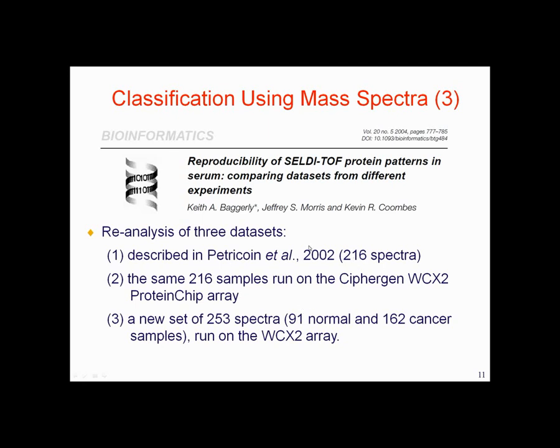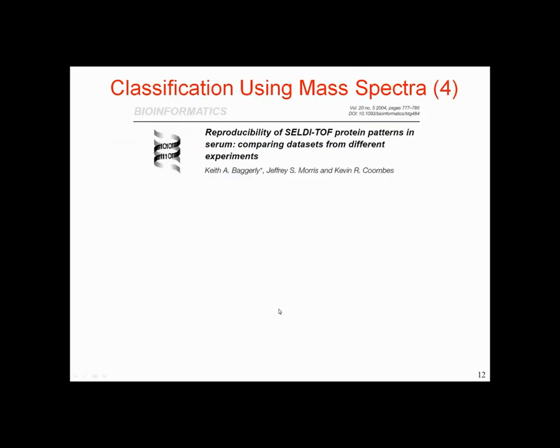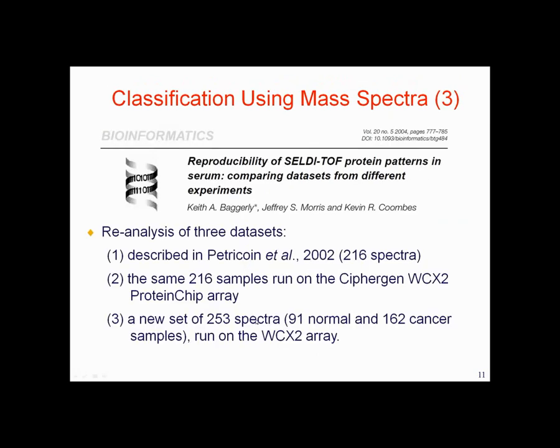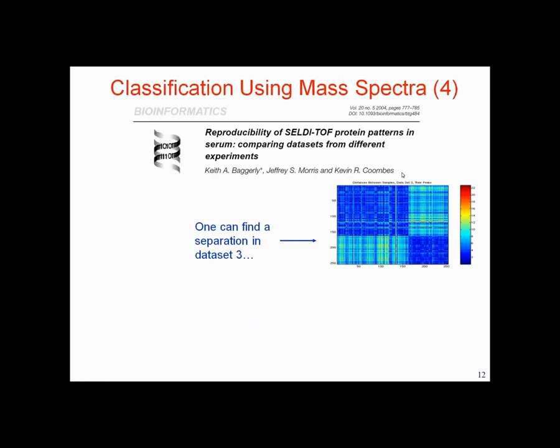So what you could do is take the classifier developed on these 216 spectra and apply it to this new set of 253 spectra and check whether you are able to distinguish the normal and cancer samples. These are the results which Baggerly and colleagues published. If you look at data set 3, so this new set of 253 spectra, you can see that there is a clear separation there.